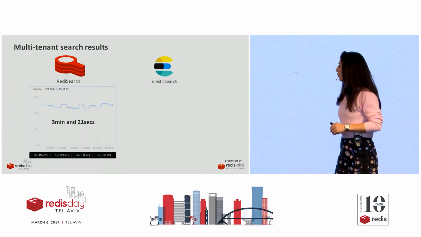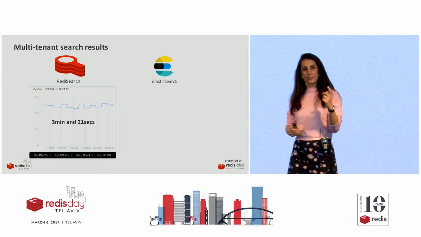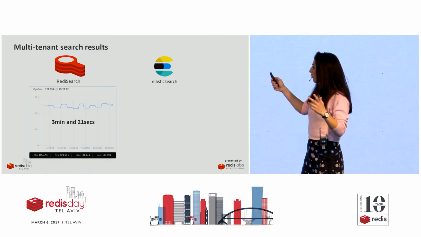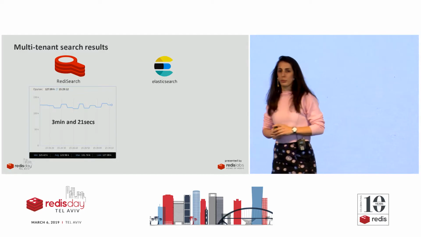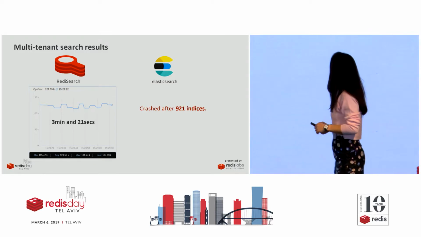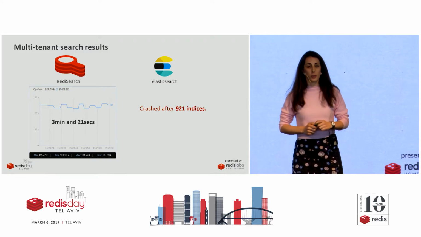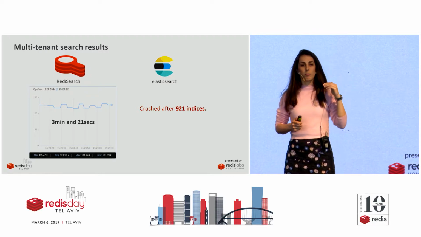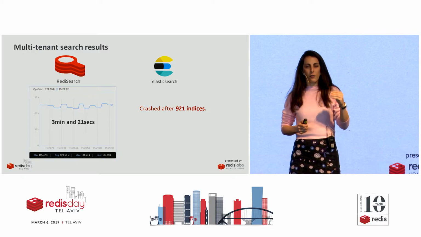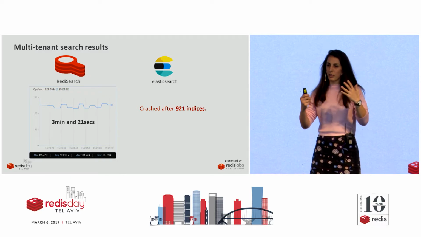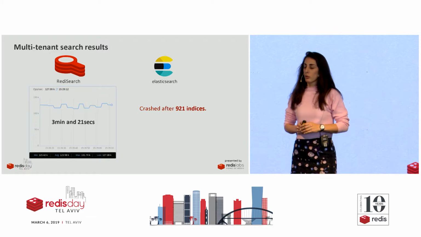And on Redis Search, we observed the building of the index within 3 minutes and 21 seconds. So it's a throughput of about 123 K ops per second. And on Elasticsearch, we crashed after 921 indices. Now, you have to keep in mind that we are building Redis Search with those use cases in mind. We're building them for fast indexing, for fast retrieving, and this is the mindset with which we build our software.